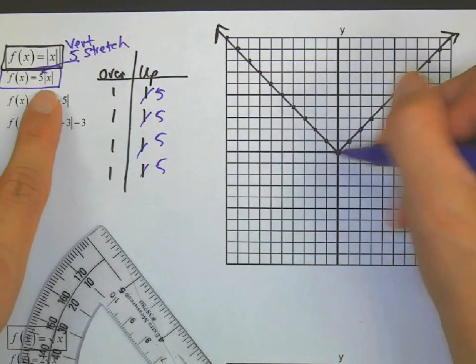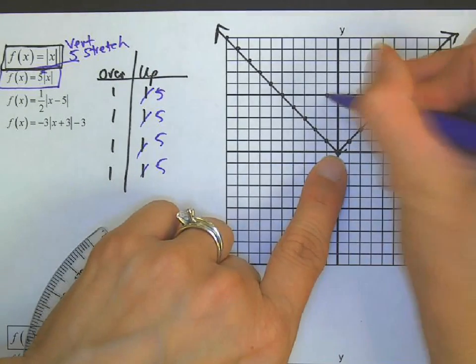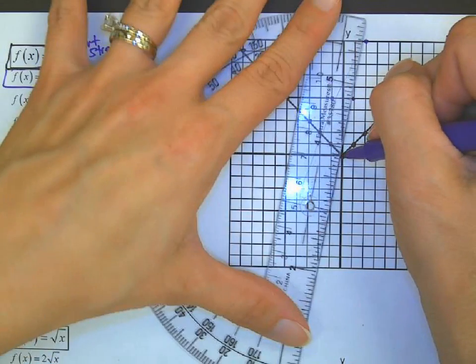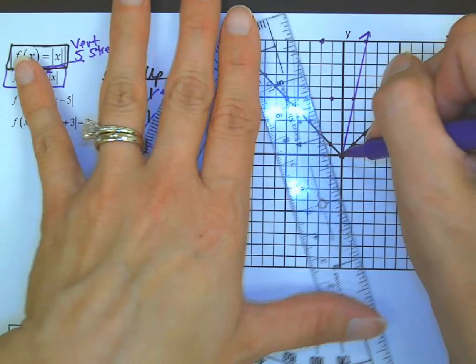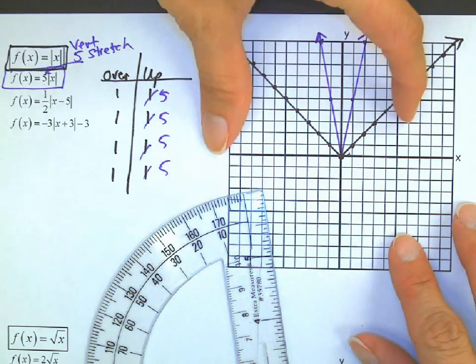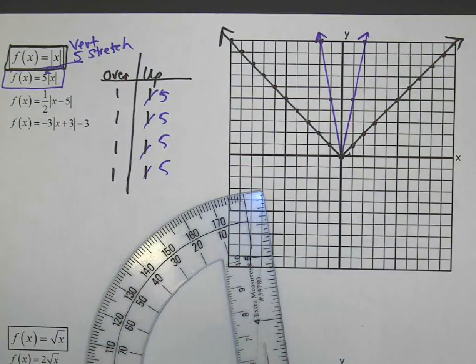There's no other transformations, no shifting, no reflecting. Over 1, up 5. Over 1, up 5. That's it. This is a really skinny absolute value graph. But remember, if I vertically stretch him up, he's going to get really tall and skinny.